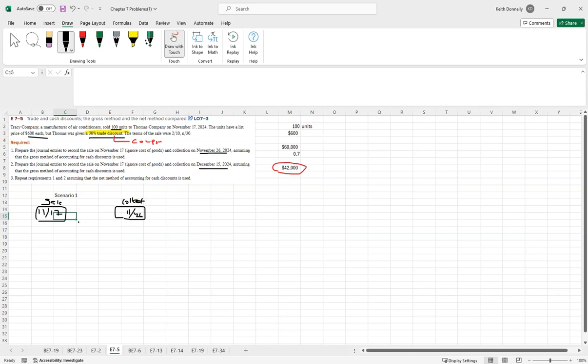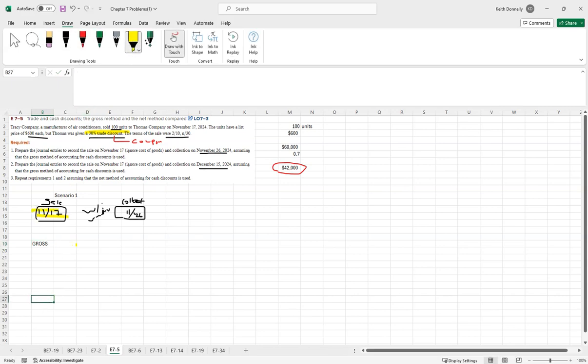The thing here that's important, this is within the discount window. This 2/10 net 30: if you pay us within 10 days, we'll give you a 2% discount. So we're within that window in scenario 1. How do we deal with this in scenario 1 under the gross method and the net method? So let's look at this for each one.